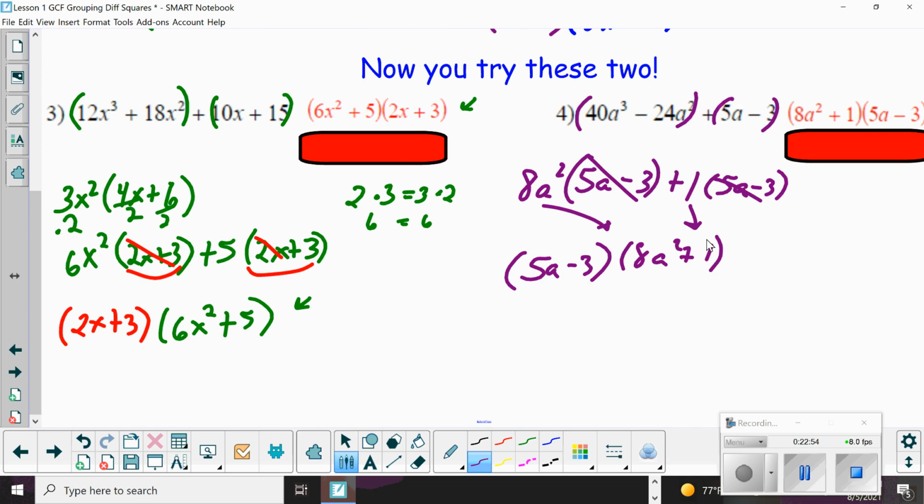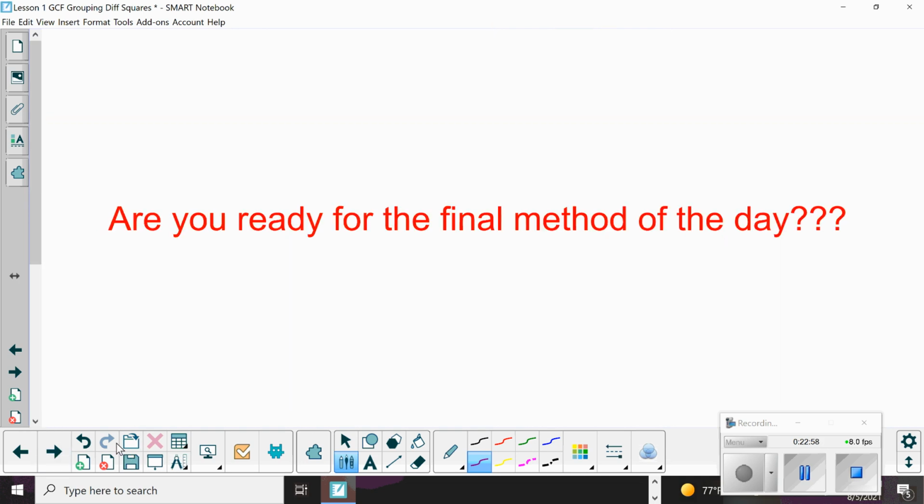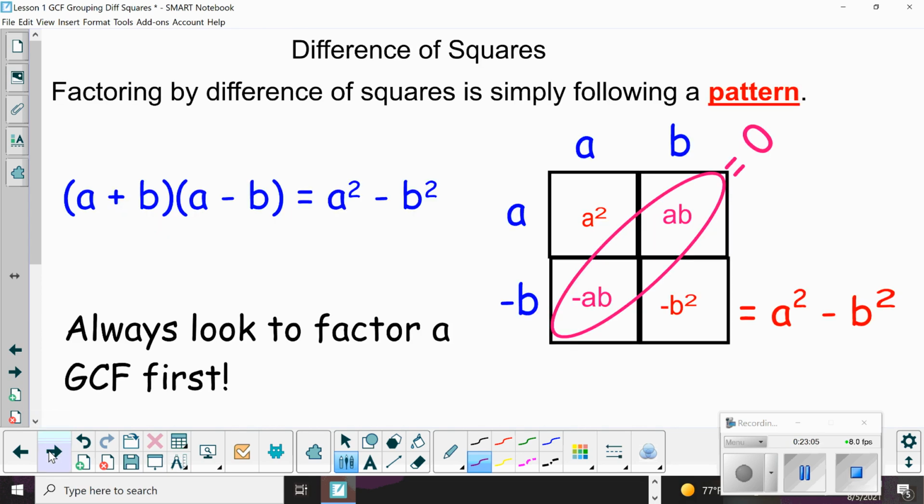Fantastic. Okay, you'll have some more problems like this to practice. Are you ready for the final method of the day? Great. This is going to be the difference of squares, and it's nothing but a pattern. If you get something that is a squared minus b squared, it factors to a plus b times a minus b.